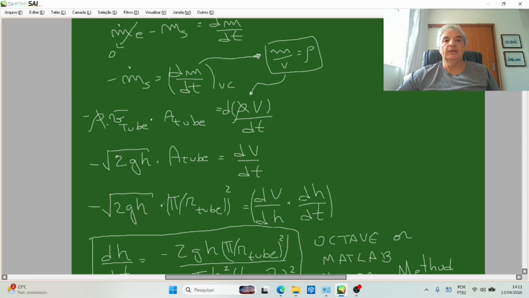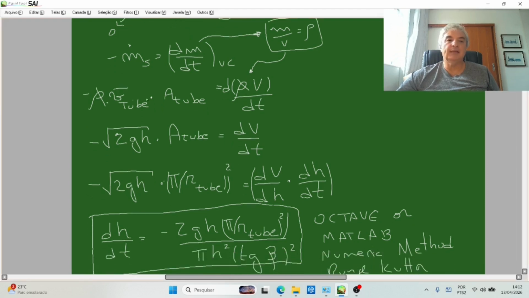The expression of the velocity at the exit of a tank is given by this equation here, deduced from the energy conservation balance in previous lessons. We know that the velocity at the exit of a tank is proportional to the height of the liquid: the square root of 2gh. This is the area of the tube, that is, the transverse area of the exit, which is here. That's it, dV over dt.